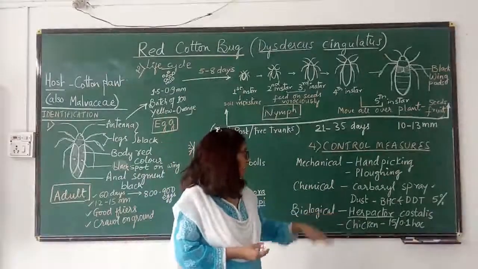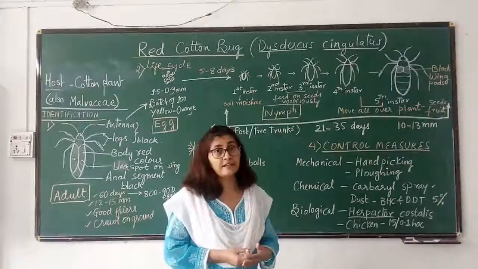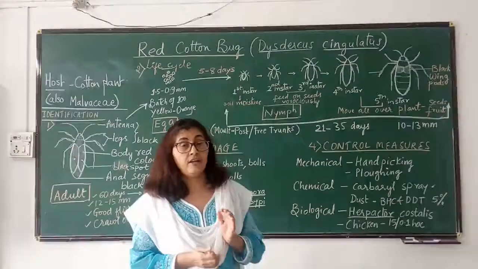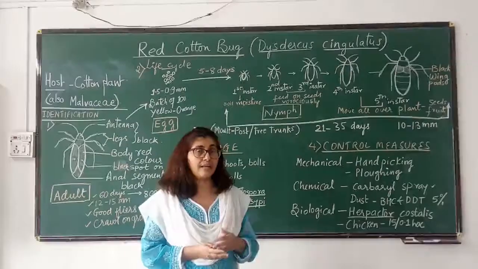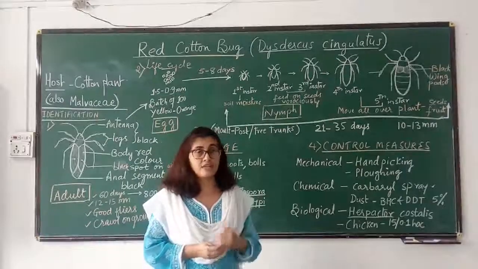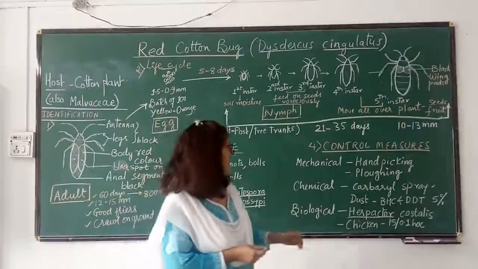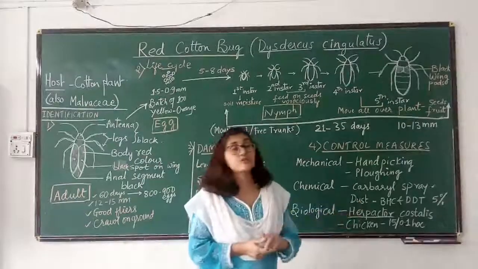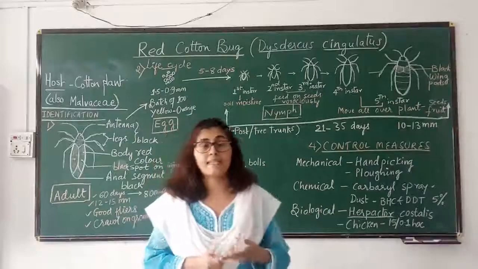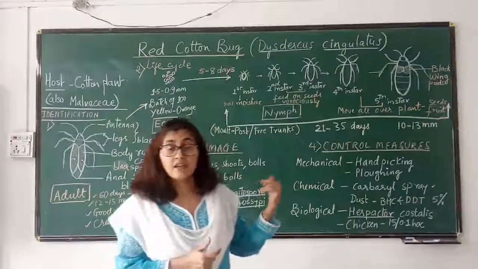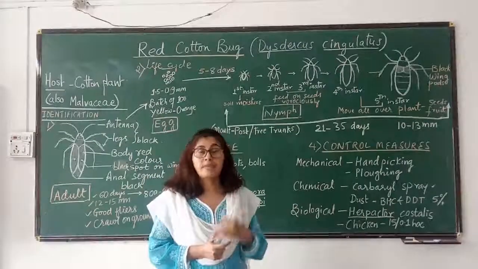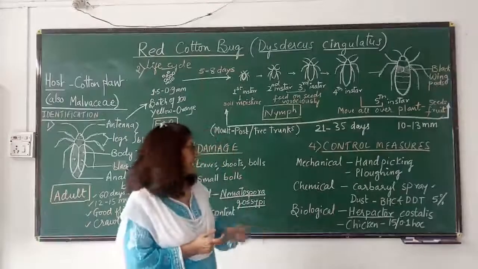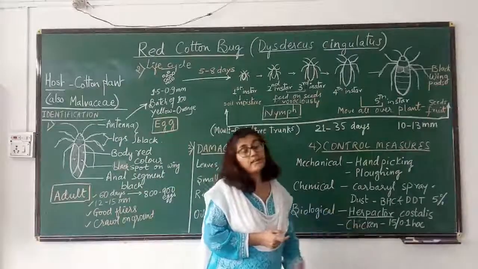Then biological control. What is biological control? Controlling of one organism using another biological organism is called biological control of pests. So here Harpactor costalis is used as a biological agent. It is a predator of the nymph as well as adult of red cotton bug. Other than that, chicken can also be used.